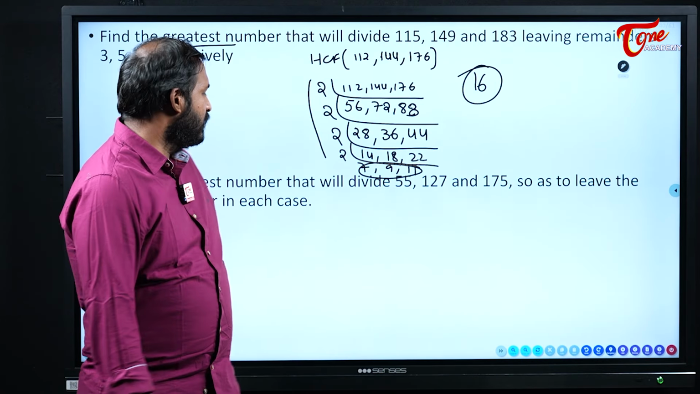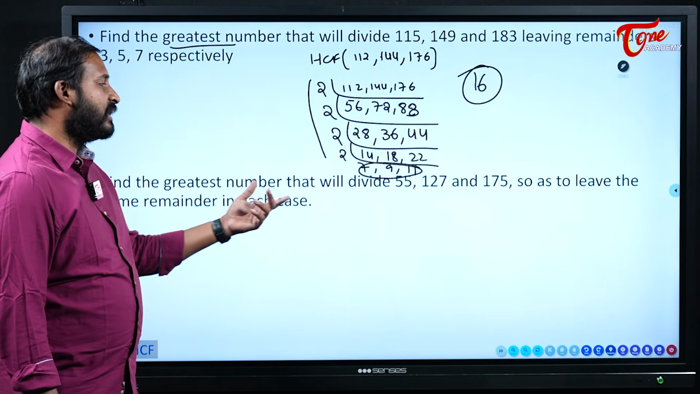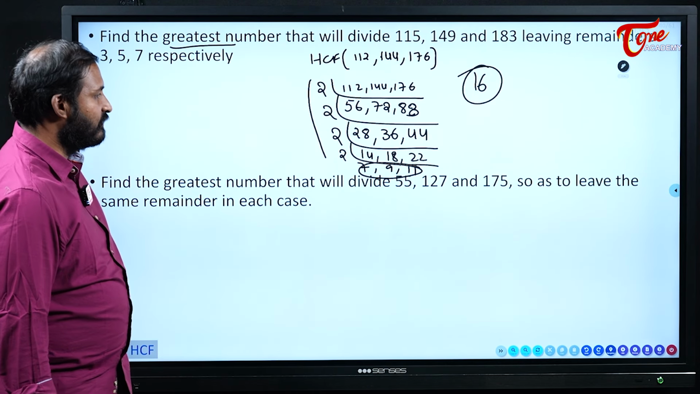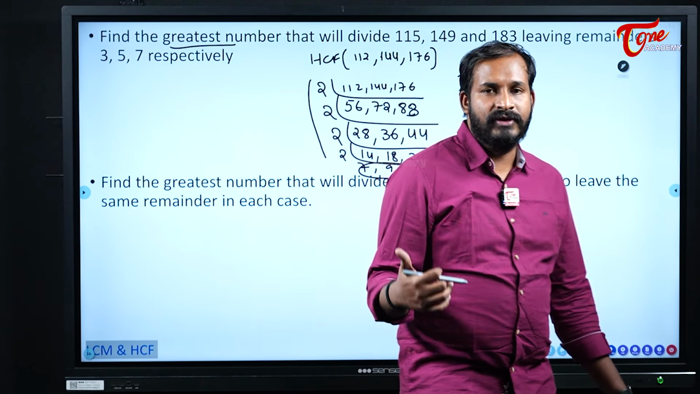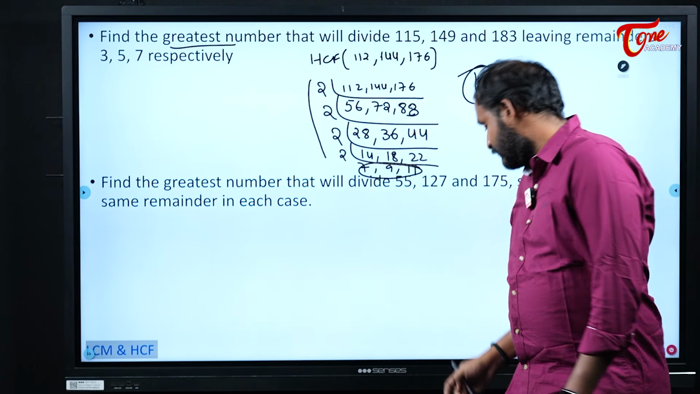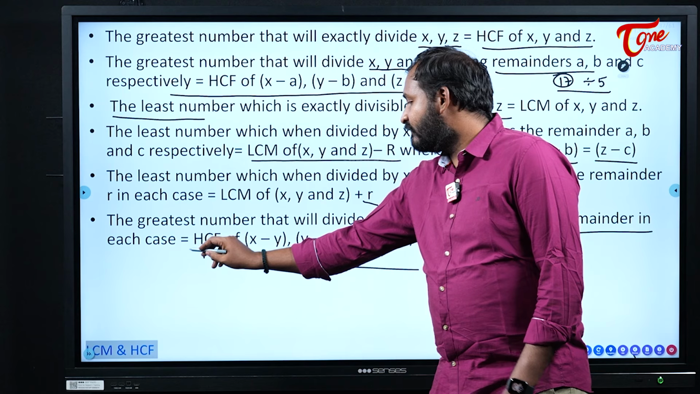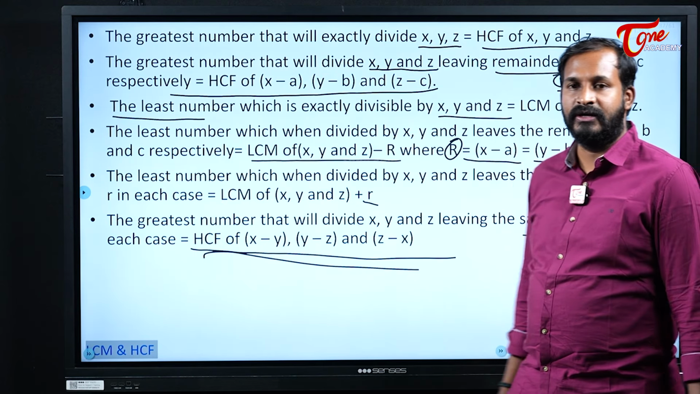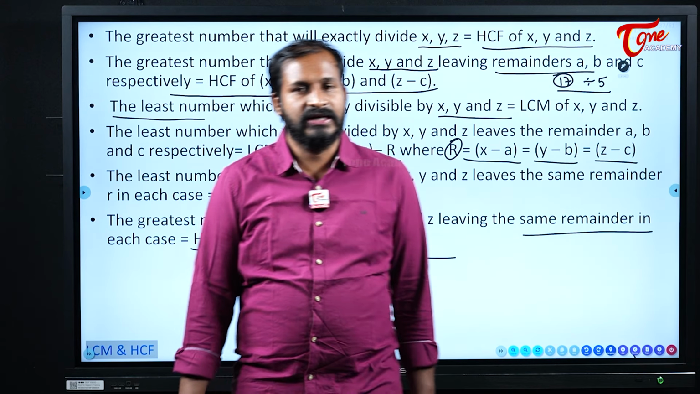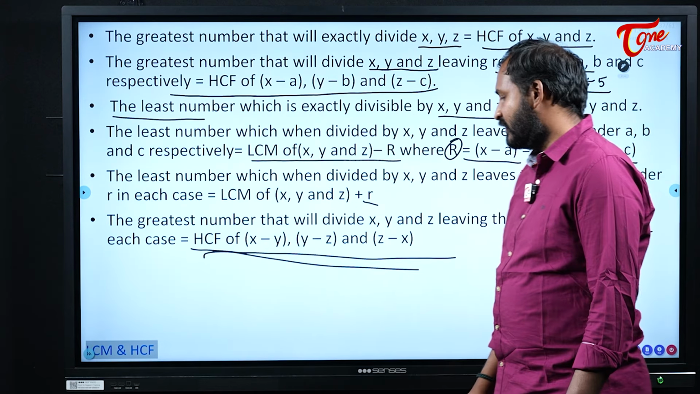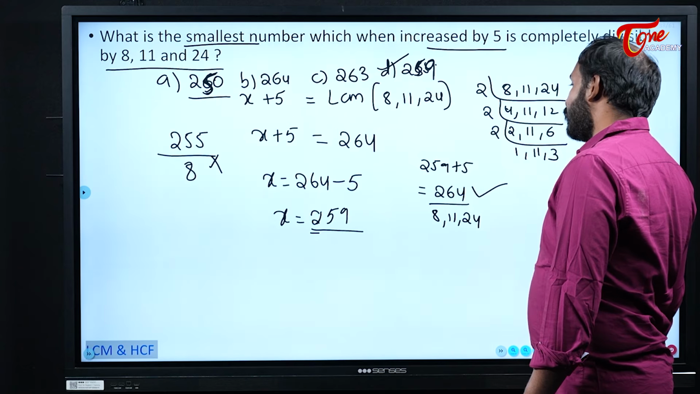Next one, find the greatest number that will divide 55, 127, 175 so as to leave the same remainder in each case. Earlier also we have seen the formulas in that slide. See, for the greatest number, if it is leaving the same remainder, then we can simply find the HCF of their differences. We can simply find the HCF of their differences. So, we will apply the same concept here.